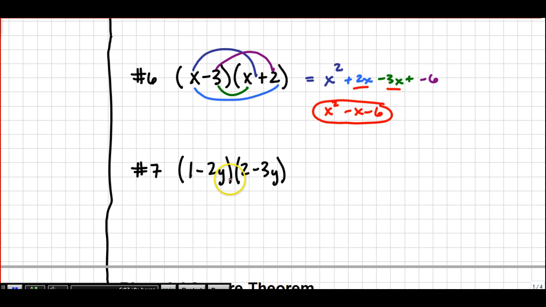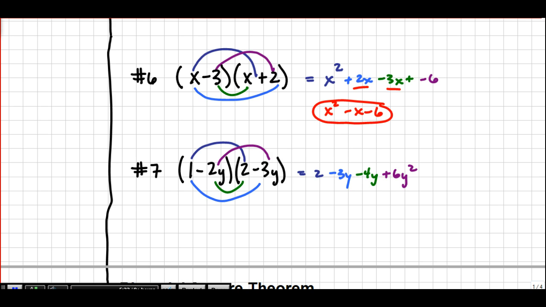Let's try another FOIL question. 1 times 2 is 2. 1 times negative 3y is negative 3y. Negative 2y times 2 is negative 4y. It doesn't matter that those are not like terms. We're multiplying and we don't need to worry about that. Negative 2y times negative 3y is positive 6y squared.